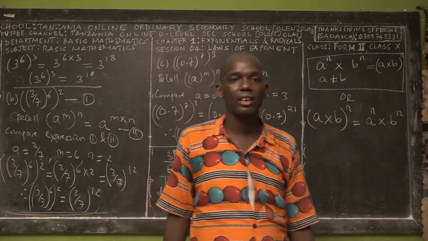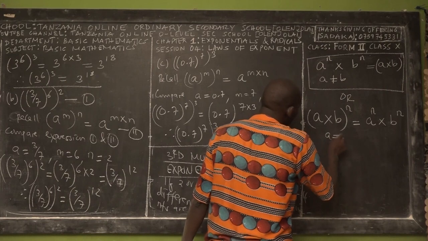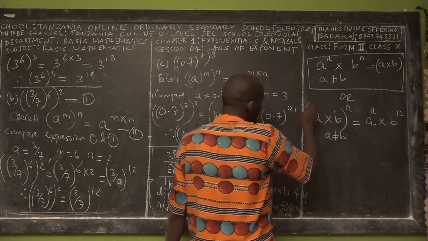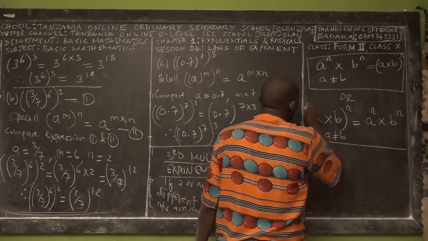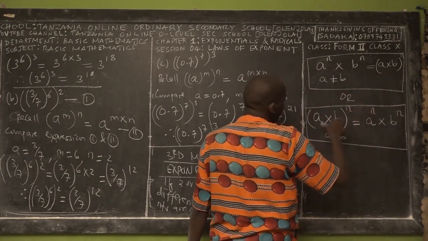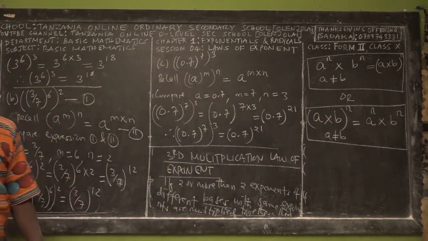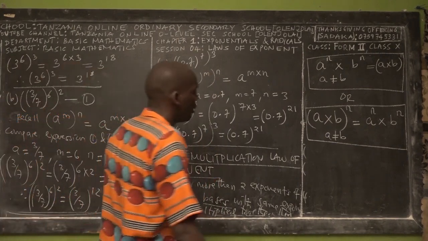Are we together? Yes. But remember the condition here: A is not equal to B. So this law might go from this form to this form, or from this form to this form. Are we together? Yes.